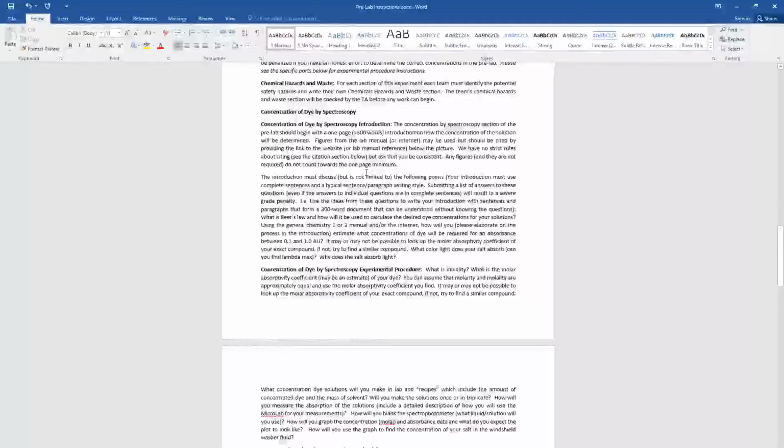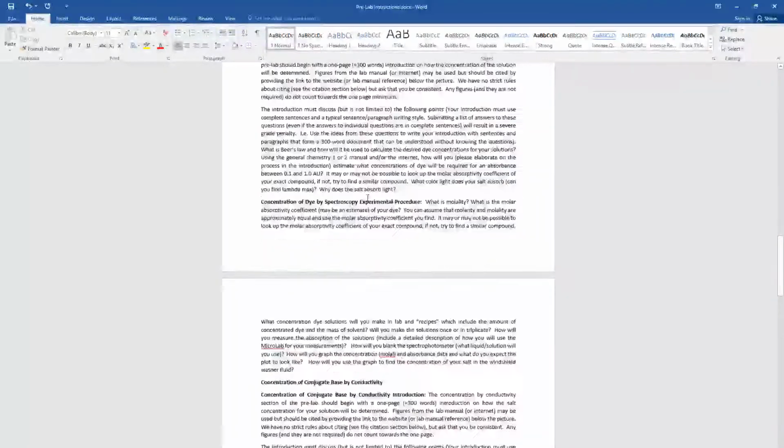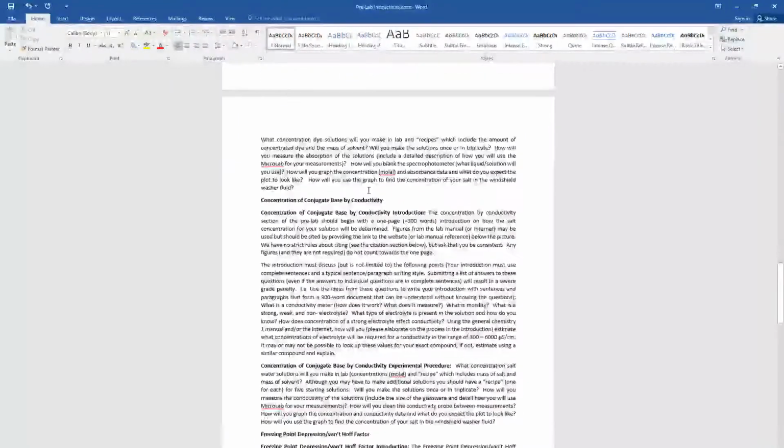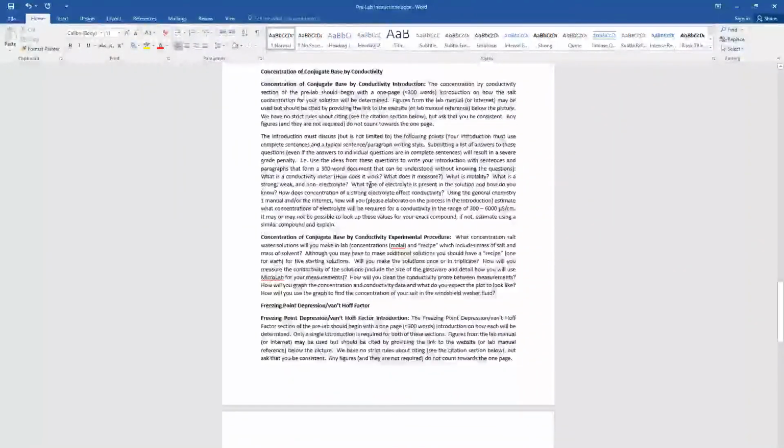In this document that you'll be given in lab next week, we go over a brief series of instructions that help you line up your introduction and experimental procedure, which will be required for your pre-lab in lab the first week of the project.